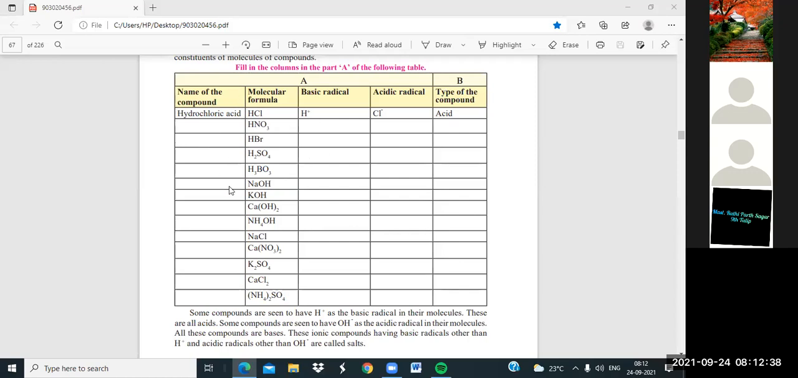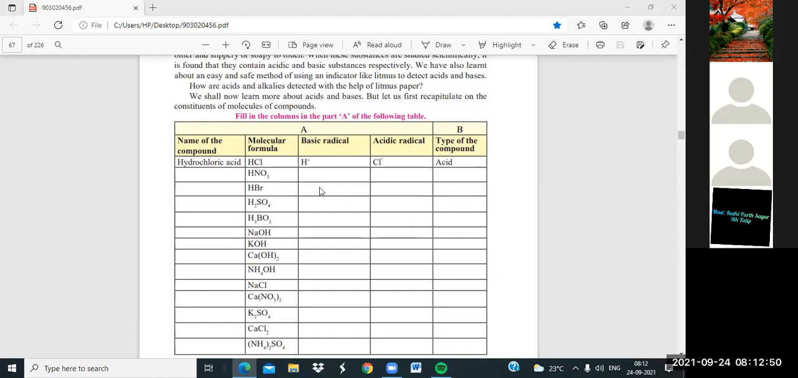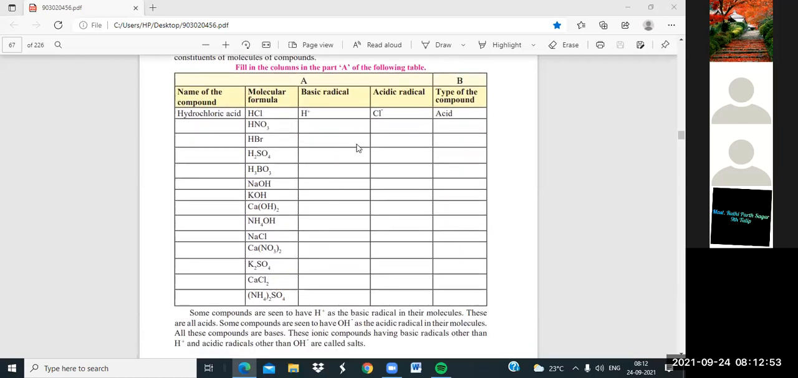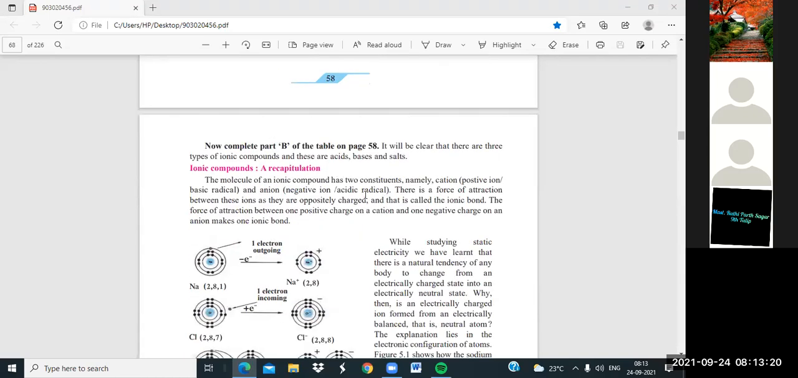Now you have to write the name here. Then you have to write the basic radicals and acidic radicals, and then find out whether it is acidic or basic in nature. Okay, can you do it? You will see those showing H plus radicals, these compounds are called acidic compounds. And those showing OH minus radicals, we call them basic radicals and basic compounds. And those showing both H plus as well as OH minus are called salts.